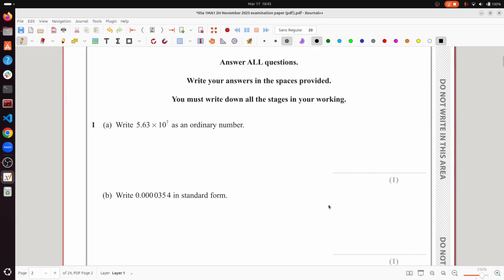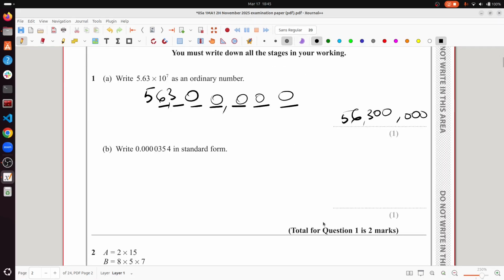First question says write 5.63 times 10 to the power of 7 as an ordinary number. So my strategy with this kind of question is I write the number being given, which is 563, and then I put my spaces for my zeros, the number of zeros I'm going to have, which is 7: 1, 2, 3, 4, 5, 6, 7. And then I fill it with my zeros. That's my strategy. And so that is 56,300,000.